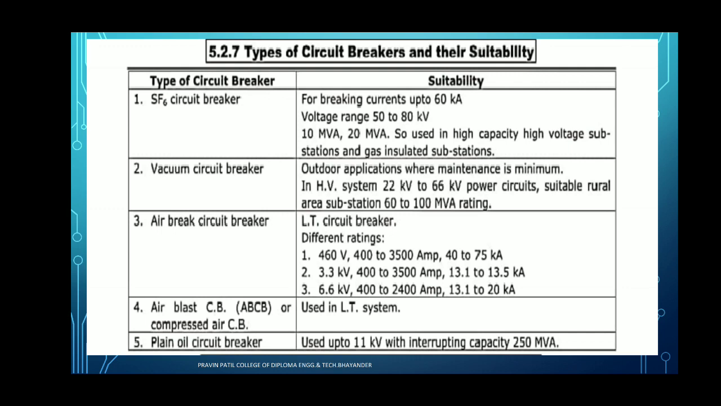Next, the plain oil circuit breaker. The plain oil circuit breaker is used up to 11 kV with an interrupting capacity of 250 MVA. So this is the rating capacity for the plain oil circuit breaker. The oil circuit breaker also has two types, the minimum oil circuit breaker and then the maximum oil circuit breaker, that is the plain oil circuit breaker. So these are the circuit breakers.